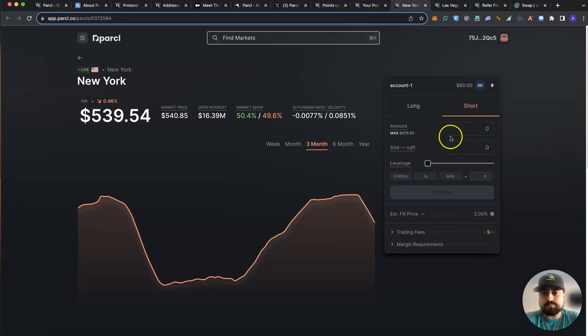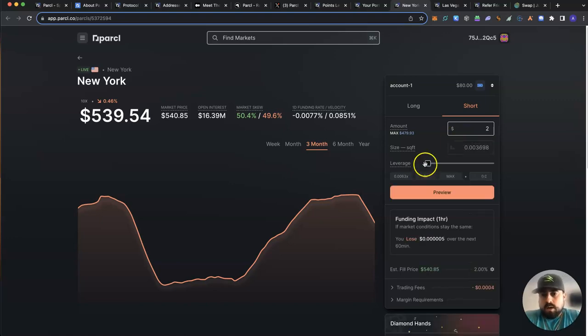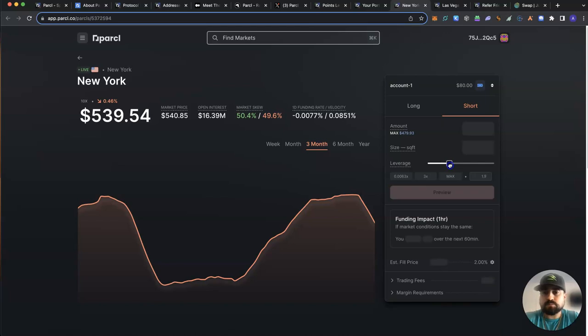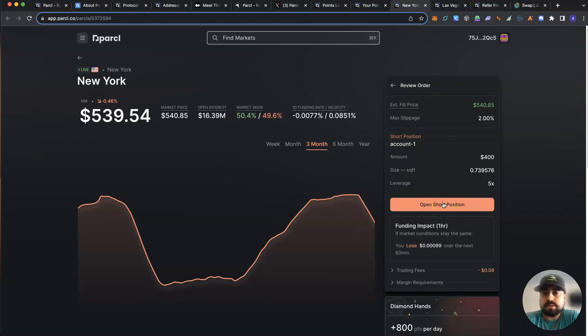That's how much leverage I can go up to with this account. So if I want to go short, let's just say I'll put $20. We'll do 5x leverage. So 5x leverage would be $400. And I'm going to be shorting at 539.54. So I'll show you how this works. So we'll go short, open short position, 5x leverage.